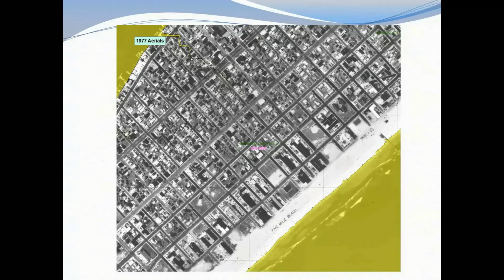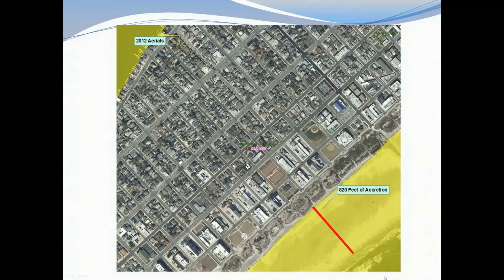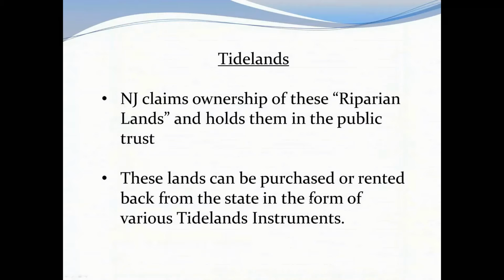Now we're going to look at some areas of accretion, and this is Wildwood Crest, 1977 aerials. Again, you can see here that the claims line is matching the wet line on the beach. You can see the waves crashing up, and they're congruent in this situation. Fast forward to 2012, and you can see that the mean high water line is actually all the way back here. So we have about 820 feet of accretion here, accretion going to the upland owner there.